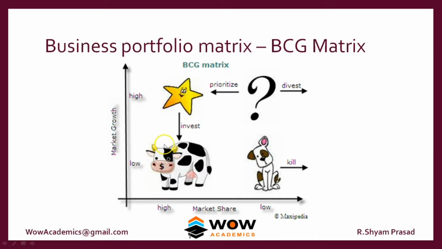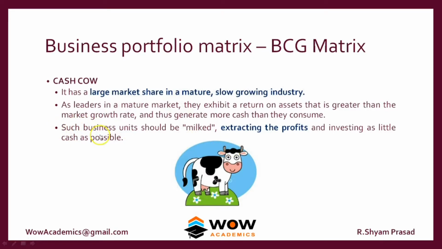So we don't need to put much money into these products, and we can actually make money out of this product. We can take the surplus money from this product because we have saved on advertisements, we have saved on branding, we have saved on future technologies. So usually this product category gives us more money. That's why it's called a cash cow. We can keep on milking it. So such a business should be milked, extracting profits and investing as little cash as possible. So this is what cash cows are.